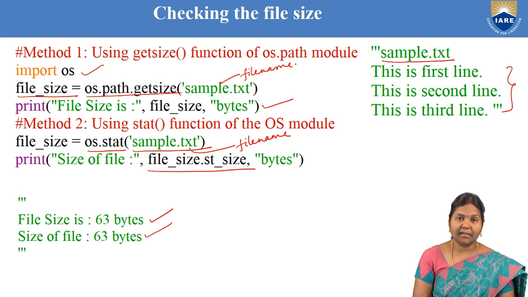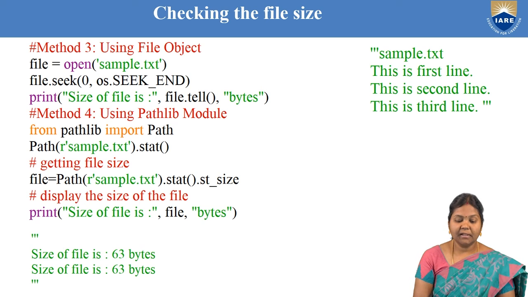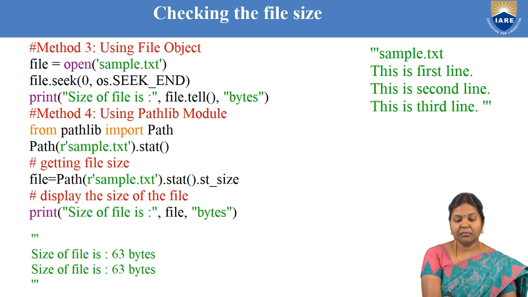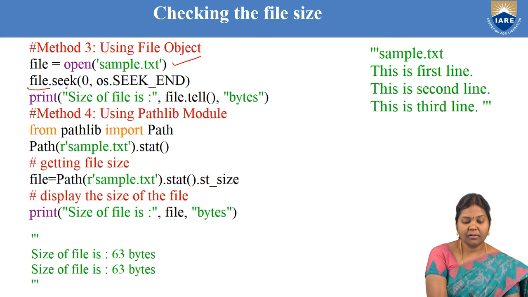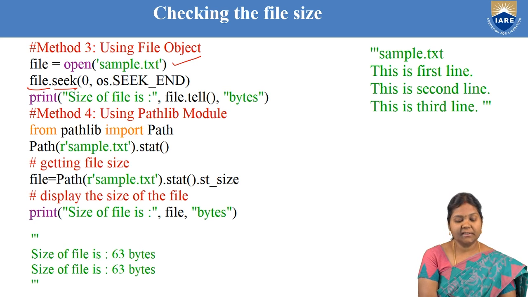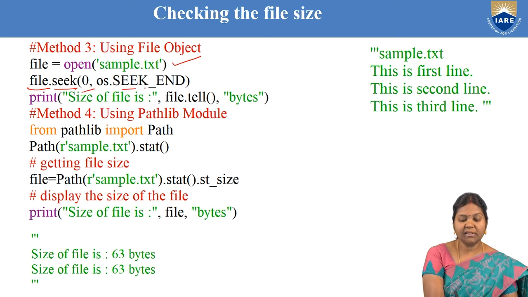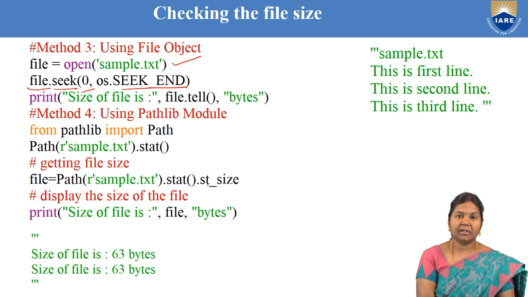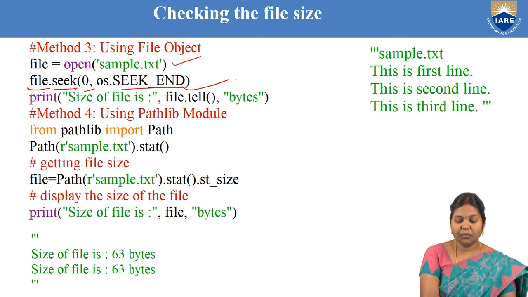There are some more ways to check the size of the file. Let us see. The third method is to use the file object to check the size using the seek and tell methods. First of all, we are opening the file sample.txt, so we get a file object called file. Now, using the seek method, go to the end of the file. You can see here file.seek; the file object is the object and seek is the method. We are writing 0 with os.SEEK_END, so this will take our cursor to the end of the file.